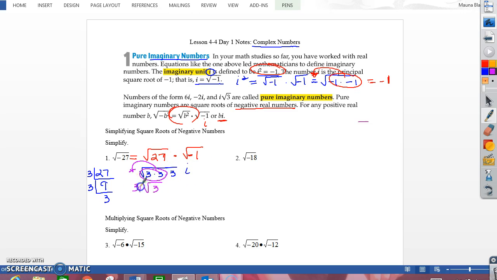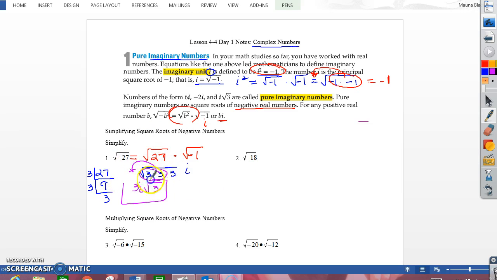Now this i is hanging out over here. We always write it like that in front, as its coefficient. Okay, so 3i square root of 3. We just pull that square root of -1 out and it becomes i. Then we're back to doing what you did back in junior high, the square root of 27: you break it down into primes and pull out your pairs.